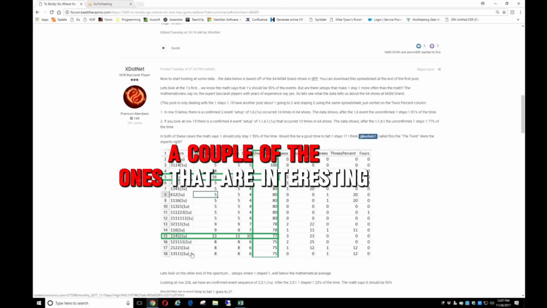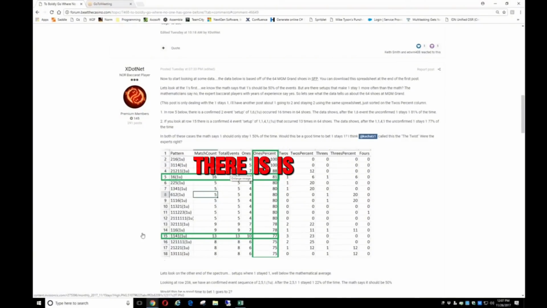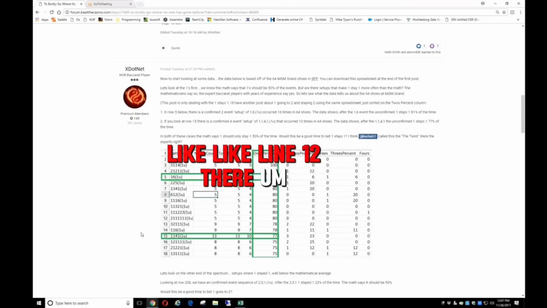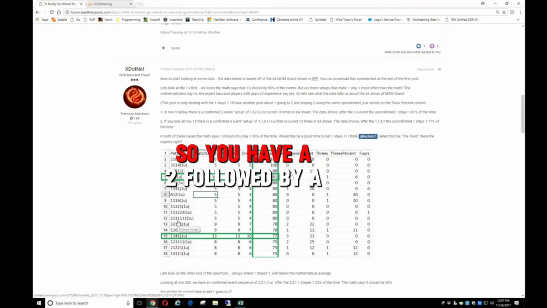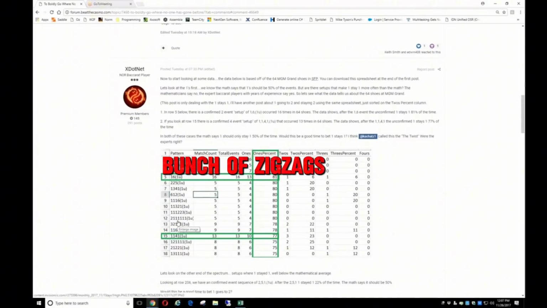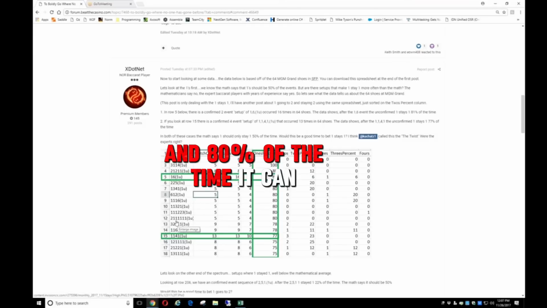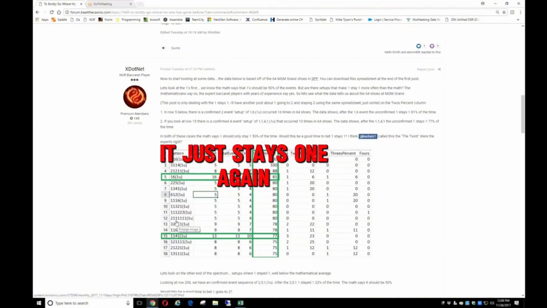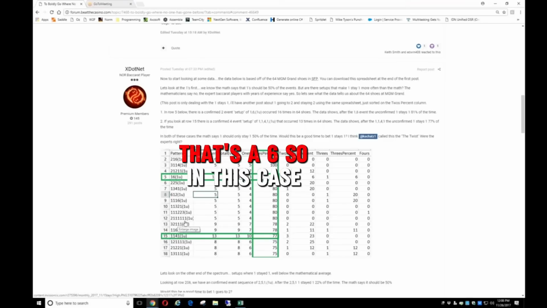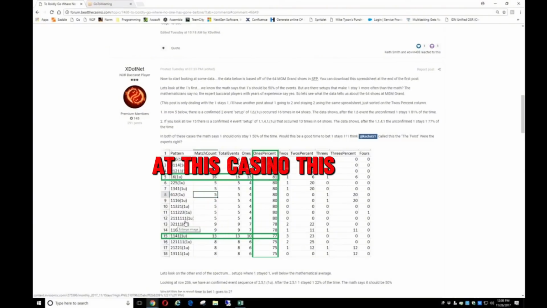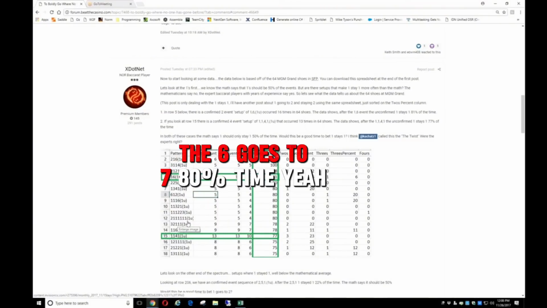A couple of the ones that are interesting there is the 2-1, like line 12. So you have a 2 followed by a bunch of zigzags, and 80% of the time it just stays 1 again. Yeah. 1, 2, 3, 4, 5. That's a 6. So in this case, at this casino, the 6 goes to 7, 80% of the time. Yeah, it continues.